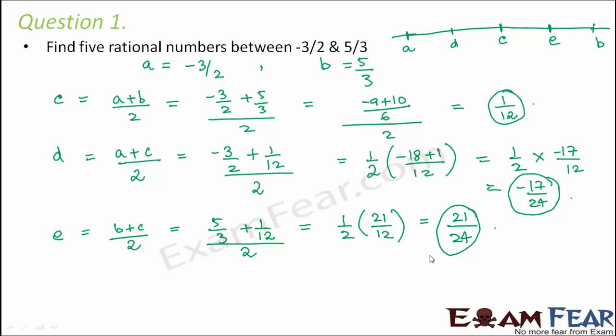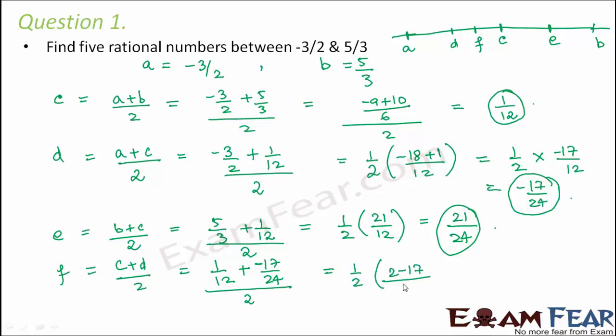So till now we have found out 3 rational numbers. We have to find 2 more. Now let us try to find out the mean between C and D. When you find the mean between C and D, you will be able to find a number here. Let's call that number F. So F will be equal to (C plus D) divided by 2. That is (1 by 12 plus minus 17 by 24) divided by 2. So this will come out to be 1 by 2 into (2 minus 17) divided by 24. So this comes out to be minus 15 by 48.